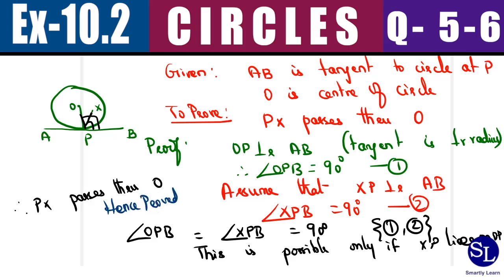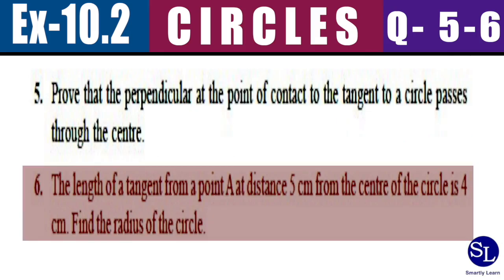Let's move on to question number 6. The length of a tangent from a point A at a distance of 5 centimeter from the center of the circle is 4 centimeter. Find the radius of the circle. So let's draw and check out the numbers. Once we know that, we will be able to derive the answer very easily.